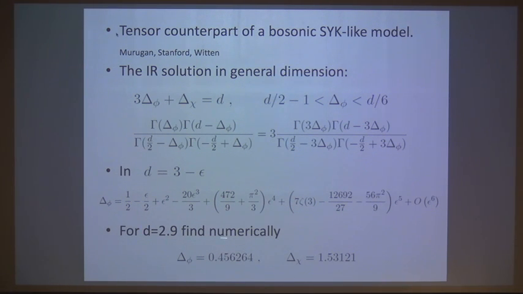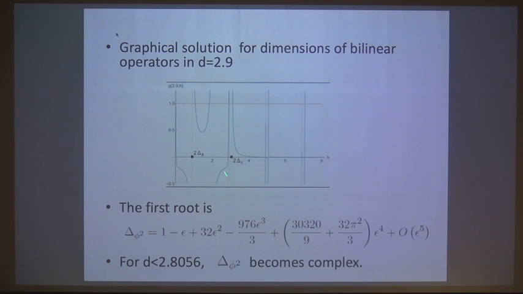For example, for 2.9, you find a numerical solution which is near a perturbative dimension, and everything's not bad. Then when you study the bilinear spectrum, here is a plot in 2.9, and the lower scaling dimension for phi squared is here. But when you push it to 2.8, this line will go up, and the intersection will disappear. So the two roots will merge and disappear into the complex plane. This is a typical structure of merger and annihilation of fixed points. And this happens actually for d equal to 2.8056.